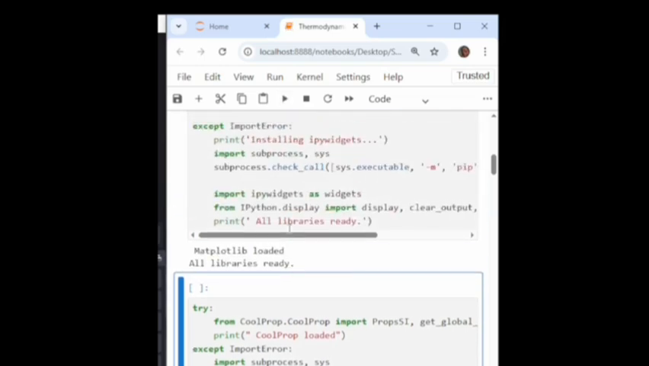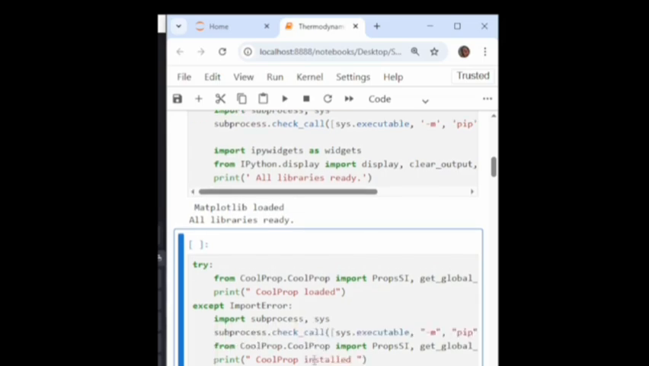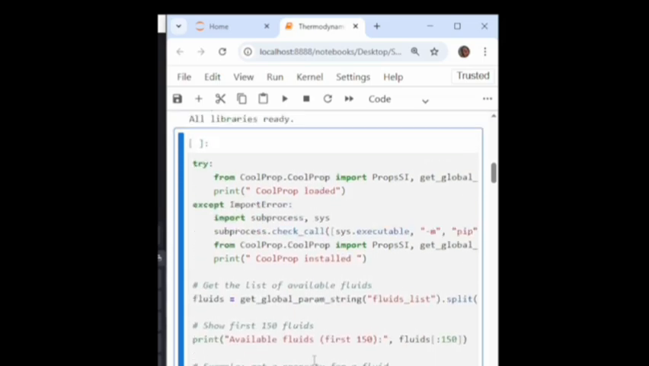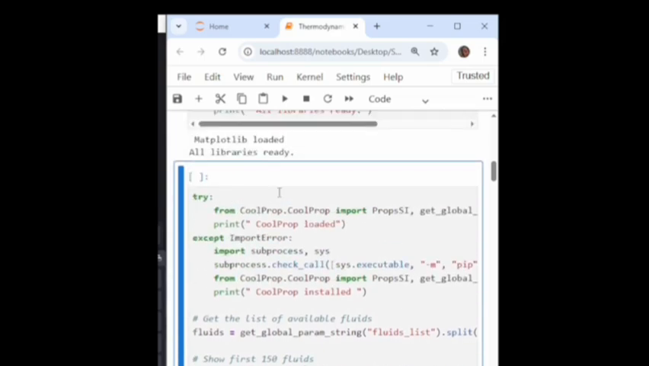Yes, so our matplotlib is loaded and all our libraries are ready. So let's move to the second one. This is where we imported CoolProp, and we use PropsSI so that whichever unit you give us, it will just convert it to the standard units, and then it will calculate using the standard units. The same way, we also use the try and except here too. And then let's run this one too.